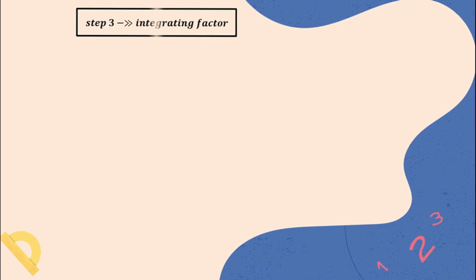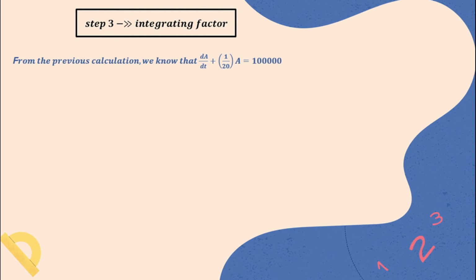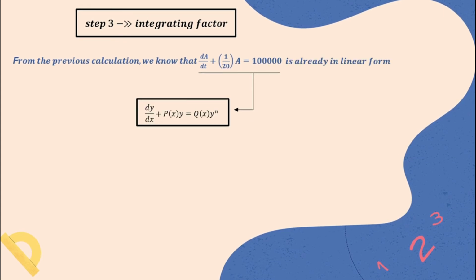The next step that you need to do is the integrating factor. From the previous calculation, we know that dA/dt plus 1/20 A equal to 100,000 is already in linear form. How to find the P(t)? You can find the P(t) by comparing the P(x)y with the model. Therefore, the P(t) is 1/20.